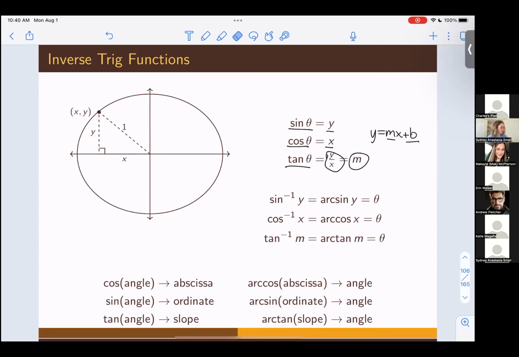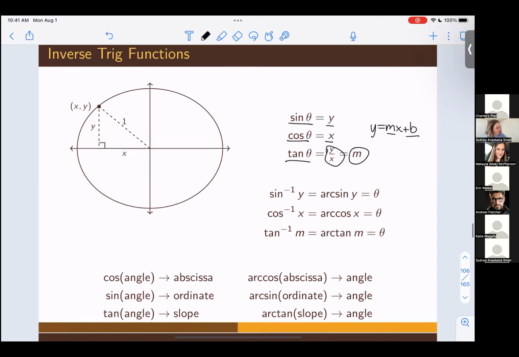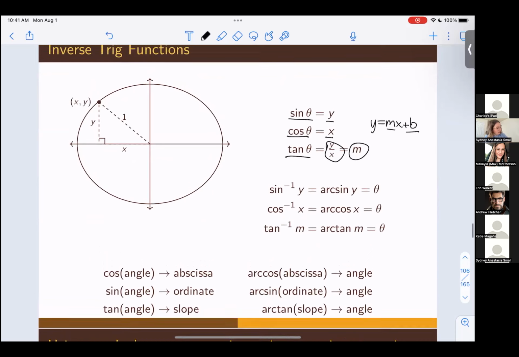So how do these functions work? Well, if you remember inverse functions, essentially you're swapping the output and the input values. So instead of putting in an angle theta to the sine function and getting out a y coordinate, we put in a y coordinate and we get theta back. Similarly, we put in an x coordinate to the inverse cosine function, because that is what the cosine function spits out, and we get an angle back.